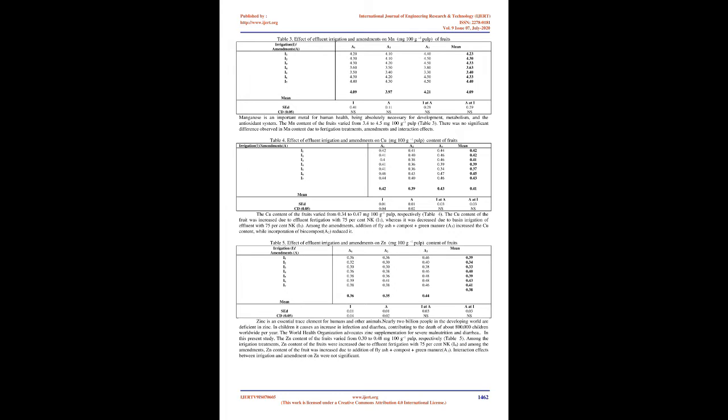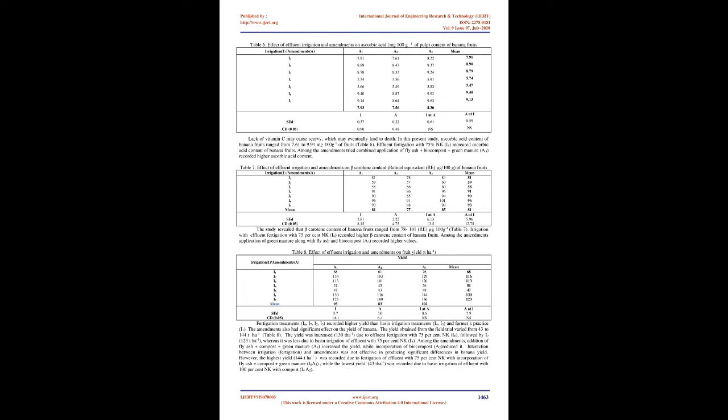3. Results and discussion. Ca and Fe are an important component of a healthy diet and minerals necessary for life. The changes in Ca and Fe content of the banana fruits ranged from 18 to 58 and 1.3 to 4.2 mg 100 g-1 pulp, respectively, Table 1. Higher Ca content was recorded due to basin irrigation of effluent with 75% or 100% NK, I4, I5, whereas lower Ca content was recorded due to farmers' practice, I1.